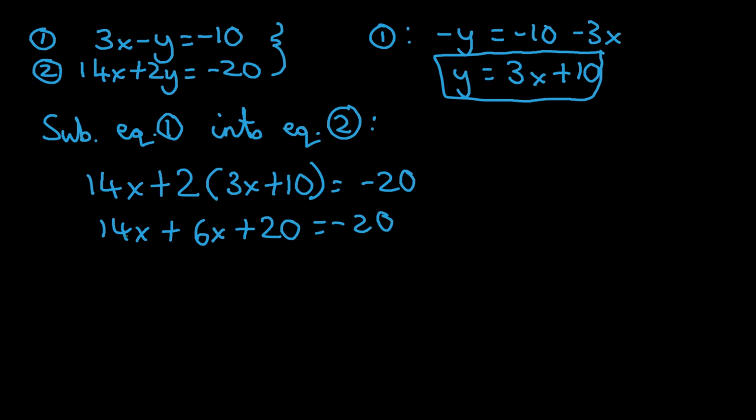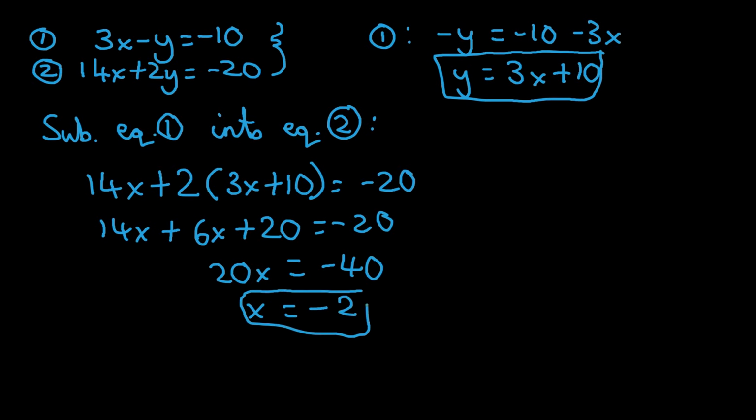Simplifying, 14x plus 6x is 20x. Subtracting 20 from each side, 20x is equal to negative 40. Dividing through by 20, x is equal to negative 2. Very good.